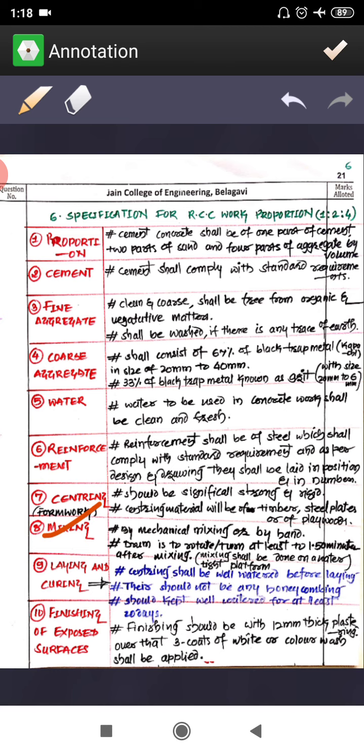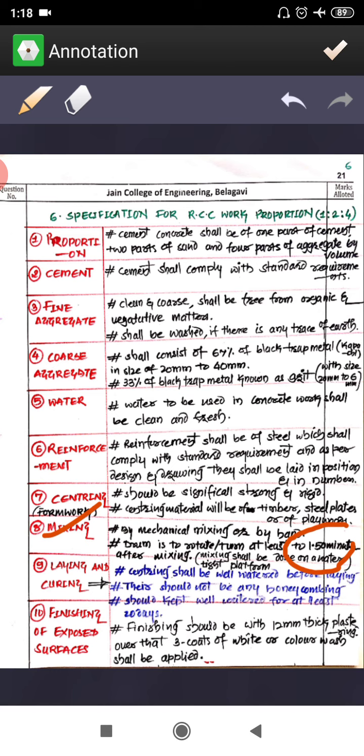If you are going with hand mixing, then usually you should first prepare a dry mix, then add water, then turn it over three or four times, so that you have a proper mix. Or if you're using mechanical machines, you can have a drum, and each drum rotation should be for 1.5 minutes. And mixing shall be done on a watertight platform if you are doing hand mixing.